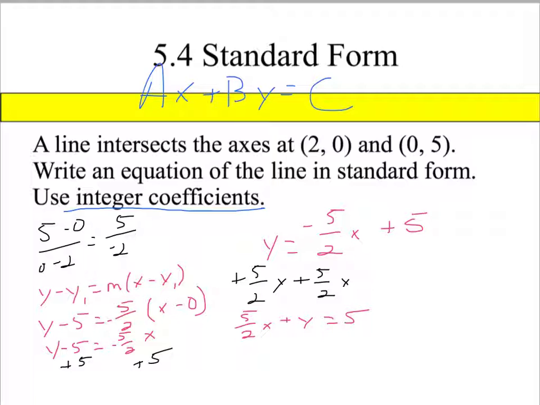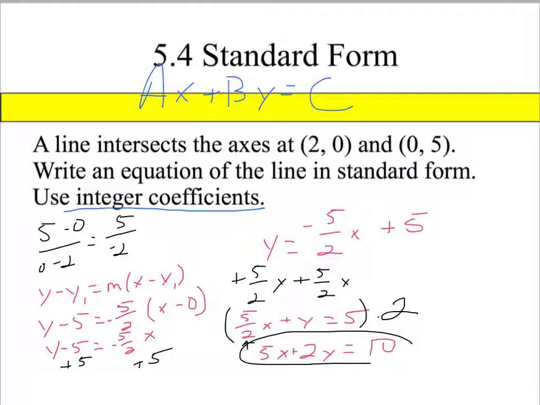Okay, so when I do that, I need to take all of this and multiply it by my denominator, which is 2. So now I have 5x plus 2y equals 10. Ooh, forgot my plus sign right there. Okay, so here is my answer.